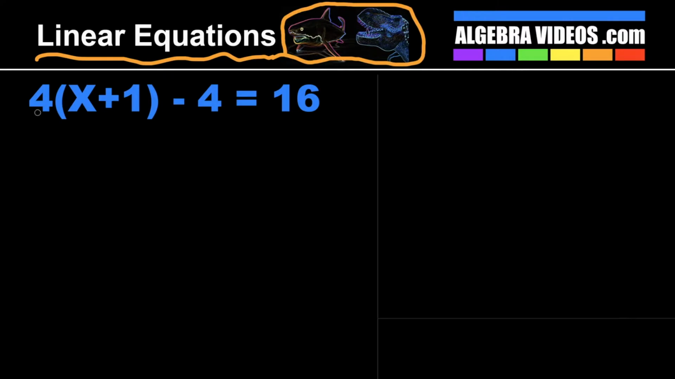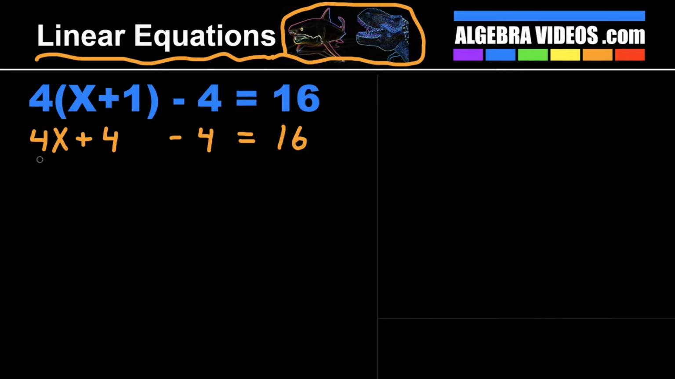So let's do that. 4 times x is 4x. Plus 4 times 1 is 4. That's it. That was quick and uneventful. 4 times x is 4x. That's the first term. Plus 4 times 1 is 4. And the rest of this equation, I'm just going to rewrite it as is with no changes. So minus 4 and 16, just going to bring those down.